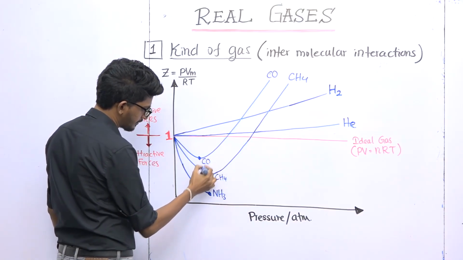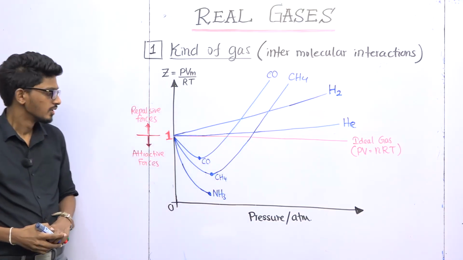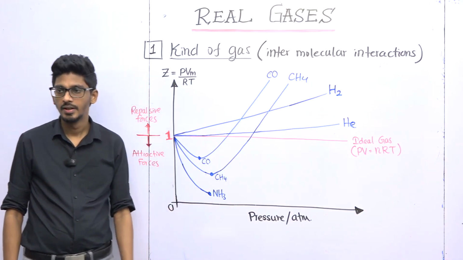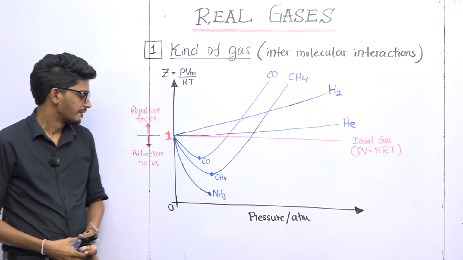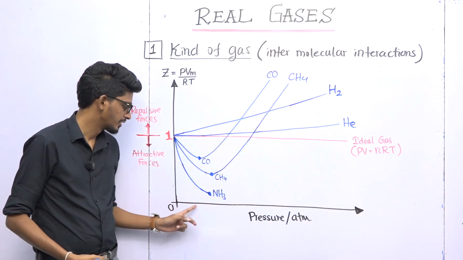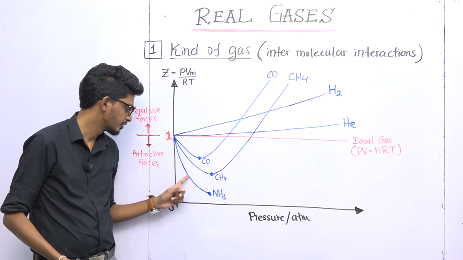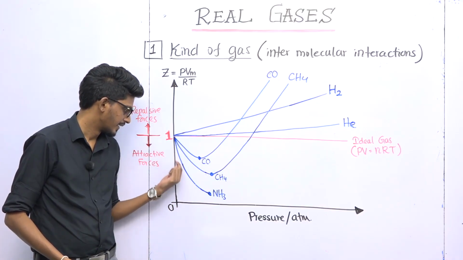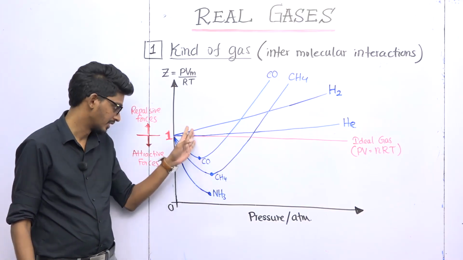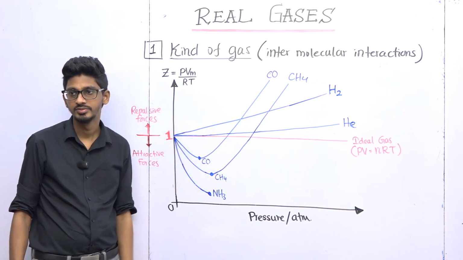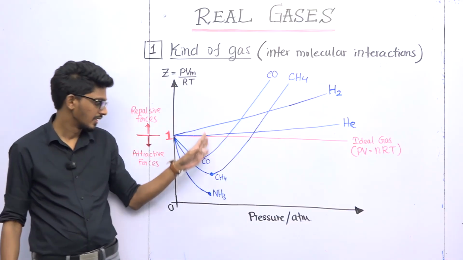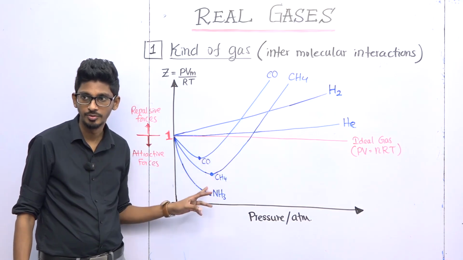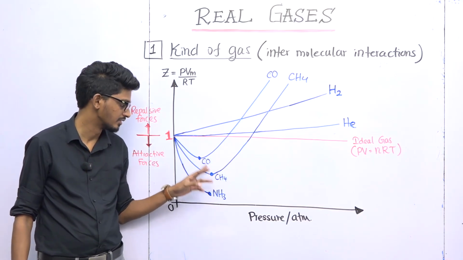So what happened to ammonia here? Basically, when you are increasing the pressure, its attractive forces increase, right? Attractive forces will increase up to some extent. Here you would observe the maximum attractive forces, at the depth of the curve.